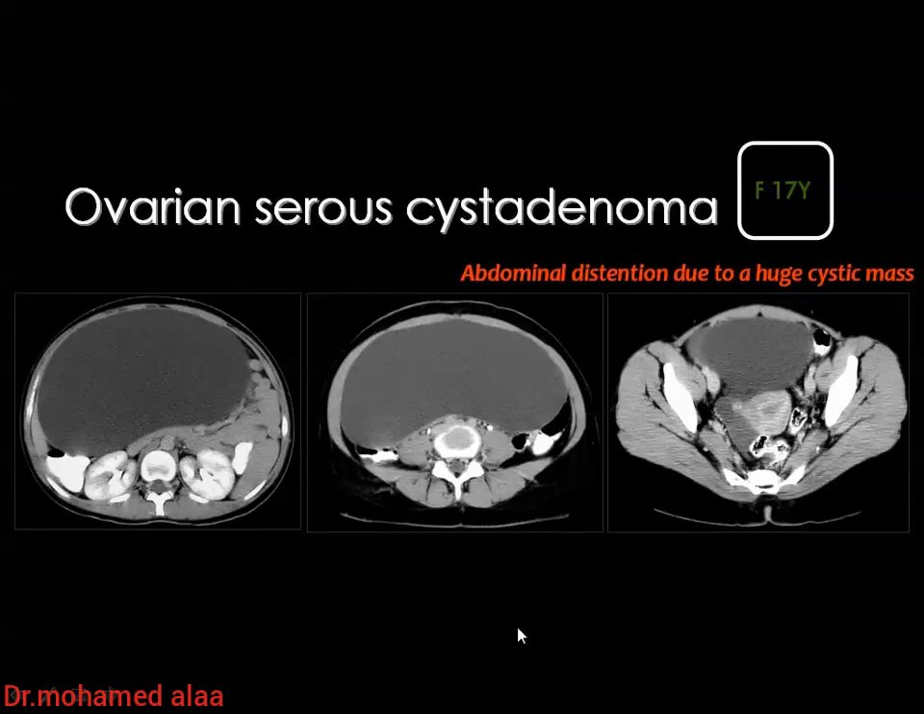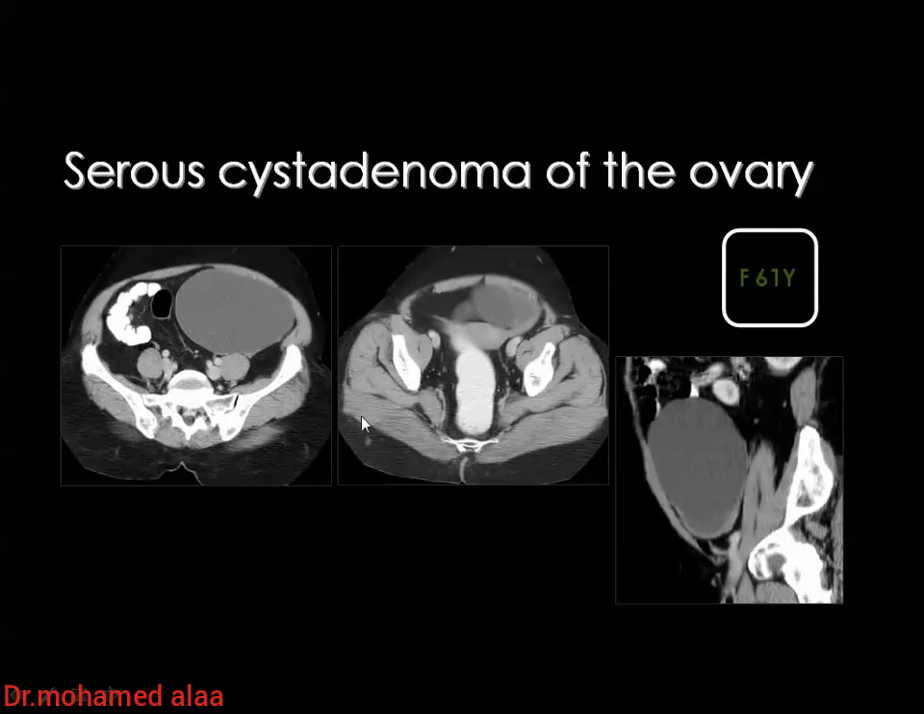And inside this cyst, you cannot see calcification, you cannot see septations, you cannot see mural nodules, and sometimes it can be mistaken for a huge simple ovarian cyst. Then here is a serous cystadenoma of the ovary, and because of its size, it usually goes into the abdomen, as you can see in this case.